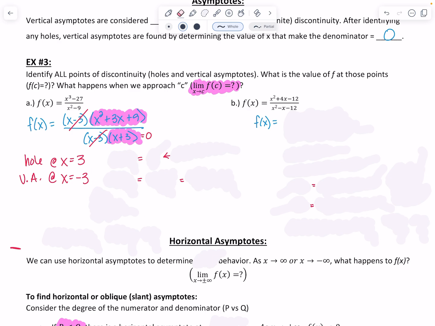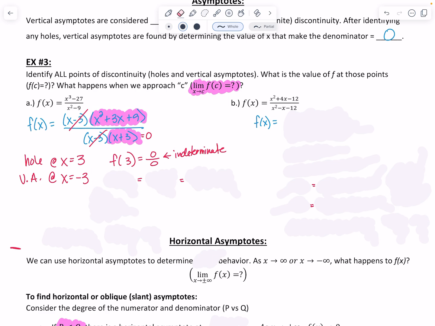Okay? The second part of the question, what is the value of f at both of those points? If you remember back in our last example, if x equals 3 is a hole, when we plug 3 into our original function, what should we get in our numerator and our denominator? Well, if you plug 3 into the top, you plug 3 into the bottom, shouldn't you get 0 over 0? Remember, anytime we have a hole and you plug that value in, you should end up getting that indeterminate form, 0 over 0. We know there's a hole there.